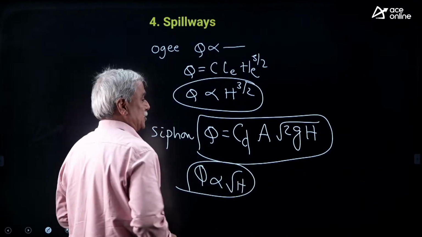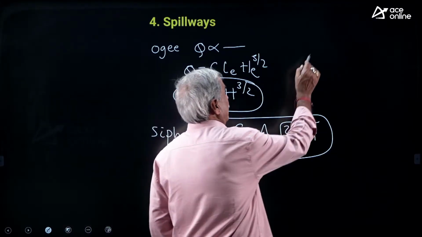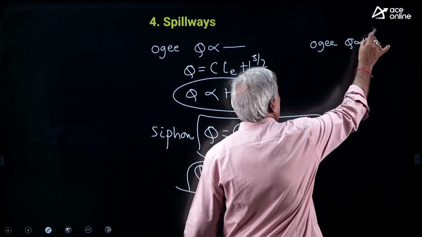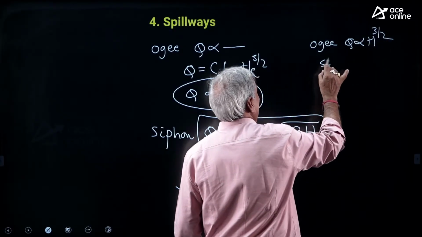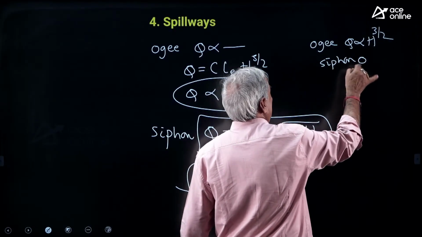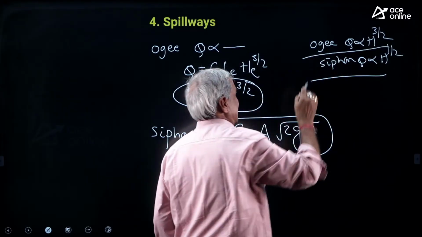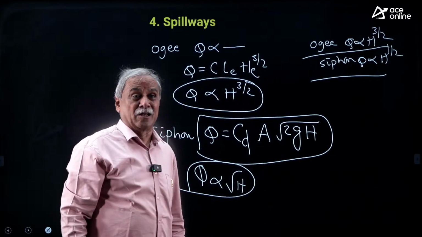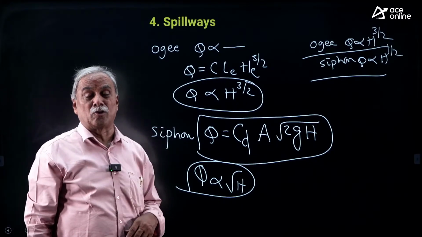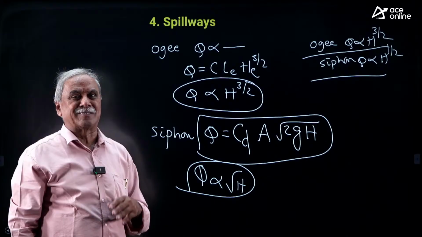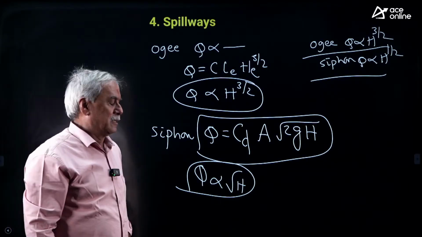Which of the following statements are correct? It may be given: for Vogie spillway, Q is proportional to H power 3 by 2. For siphon spillway, Q is proportional to H power 1 by 2. So you may ask on the percentage errors, you may ask on the graphs, you may ask the questions on log Q versus log H. Also, there is a possibility of asking questions on the spillway.